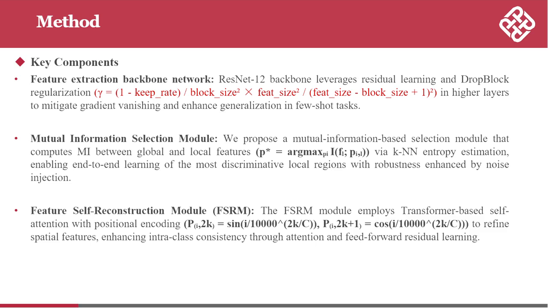The third part is the feature self-reconstruction model. We use transformer self-attention with positional encoding. FSMR makes features within the same class more consistent by focusing on the important spatial areas. The positional encoding formula is shown in the figure. This helps the model understand where features are located in the image.